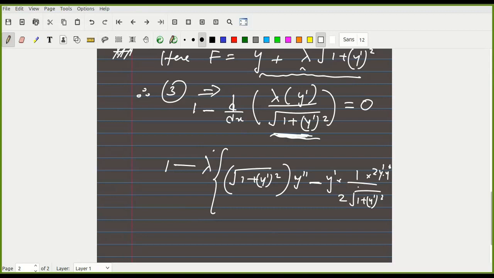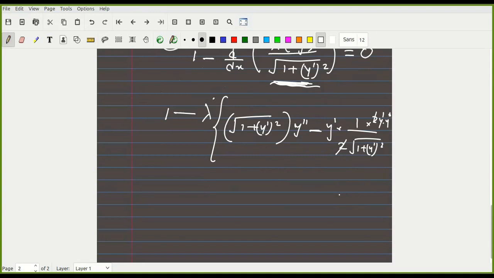So this 2 is cancelled, and I'm sorry, I don't have space to complete the bracket here. So this whole thing is 0.